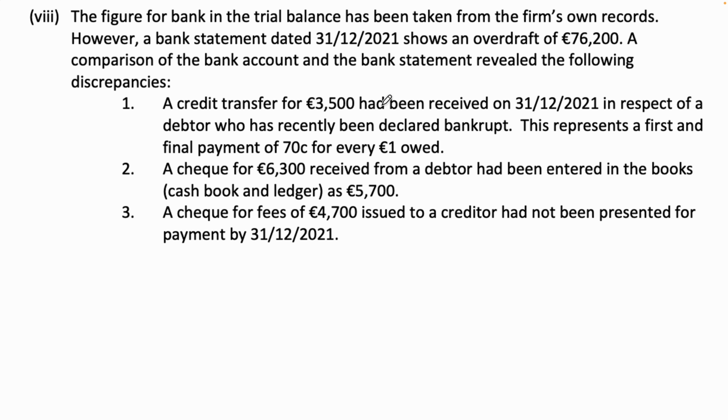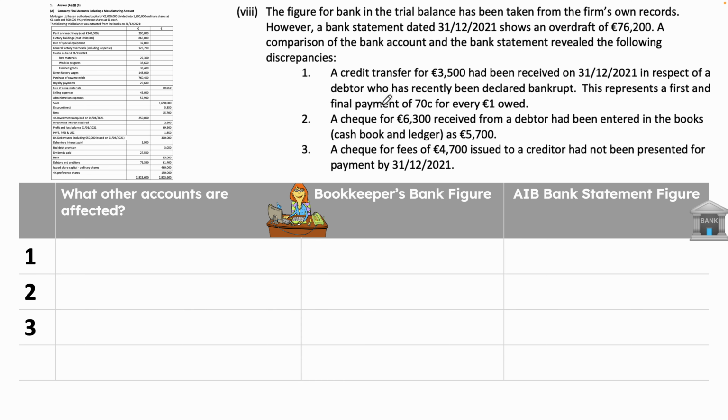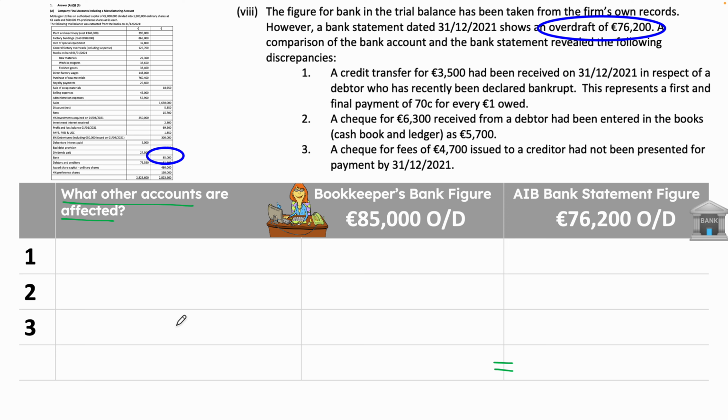Okay, so a little working to do here. We're going to take the bookkeeper's bank figure from the trial balance. That is on the credit side, so that means that is €85,000 overdraft. We're taking the bank statement's bank figure from the bank statement, so it told us in the adjustment 76,200. So these two bank figures are different. What we have to do is get the two bank figures to be the same, and we will once we look at all of these adjustments. What we also need to do is look and see what other accounts might be affected here.